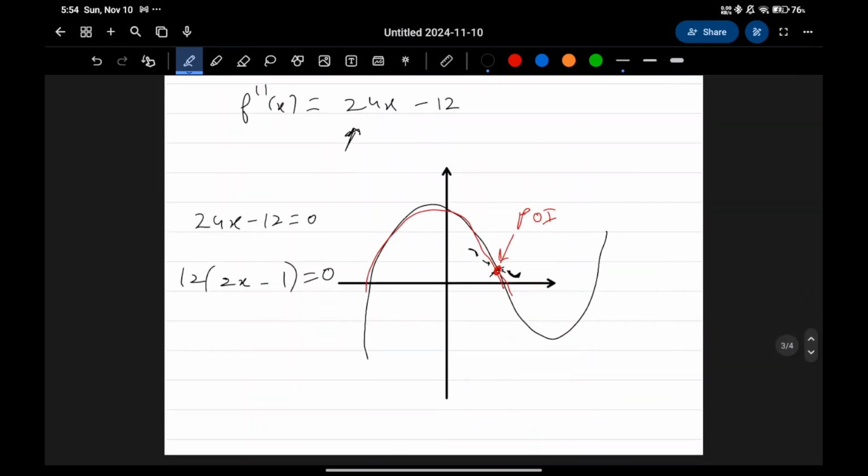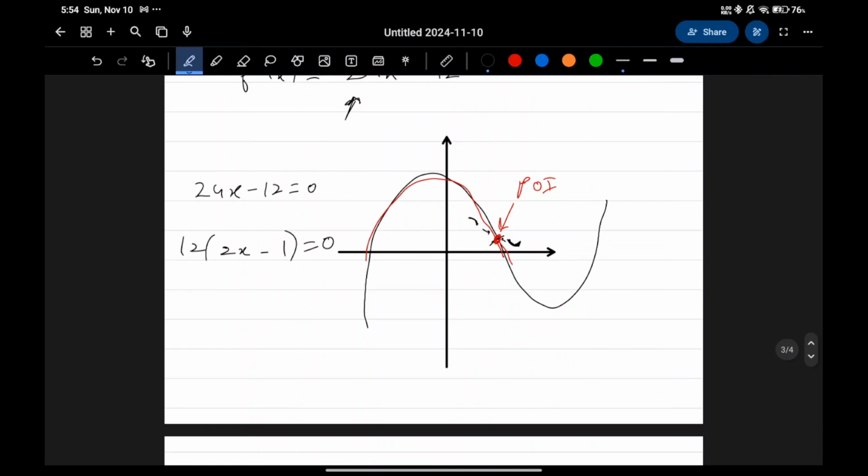Alright, perfect, it's good. Now, I can divide by 12 on both sides. It reduces to this, adding 1 on both sides, and dividing by 2. So my point of inflection becomes x equals 1 over 2.